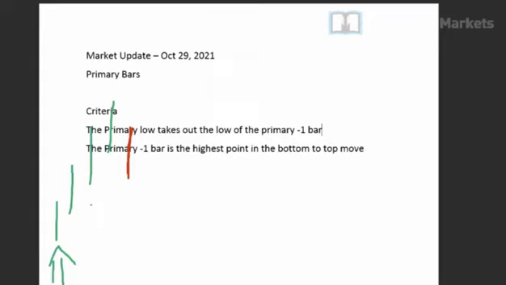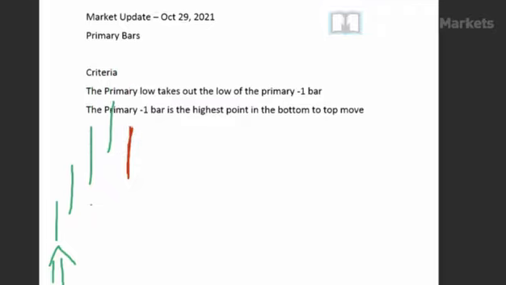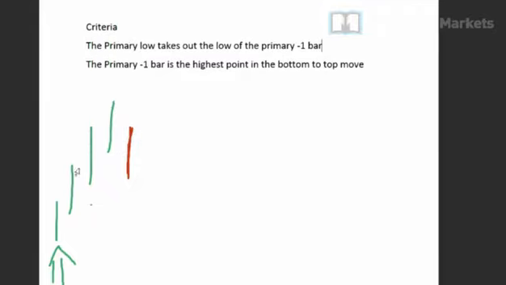Again, since we're just looking at the bottom to top move, let's take a look at this a little closer. We have these bars indicating that we are in a bottom to top move. How do we know we're in a bottom to top move? Each of the previous highs gets taken out by the next bar.